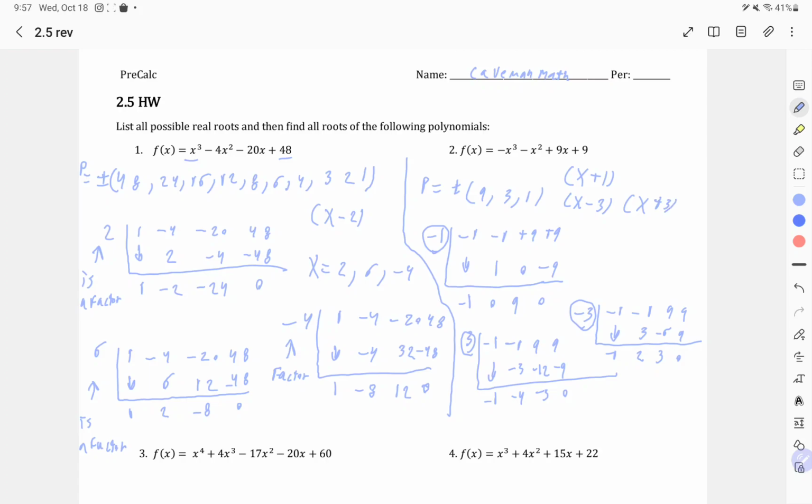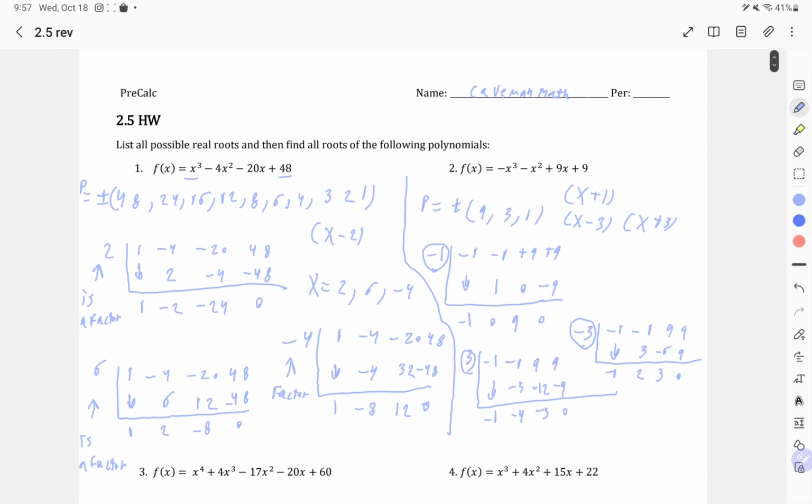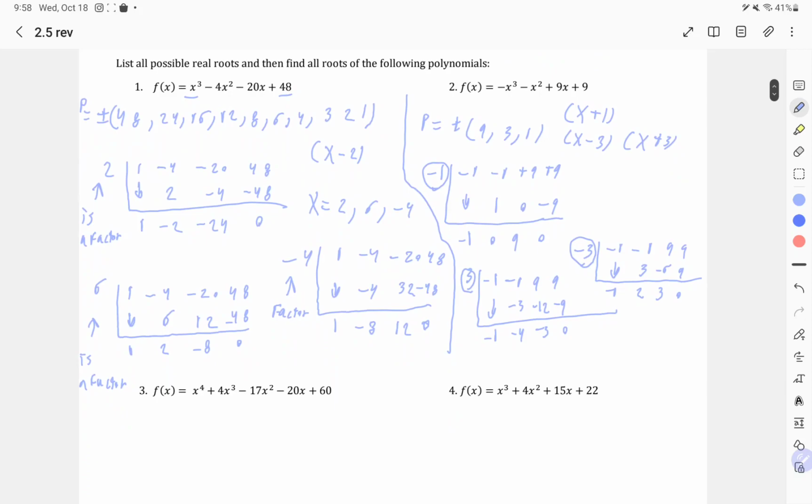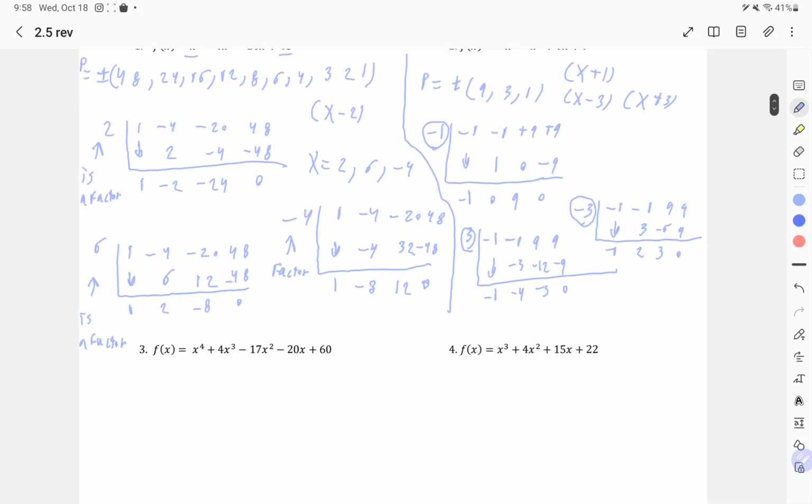You just do the same thing for all of them. You find a possible root from the rational root theorem, RRT, which is constant over leading coefficient, and you just keep going. You just keep writing the roots and plugging them in and finding the zeros as I just did.